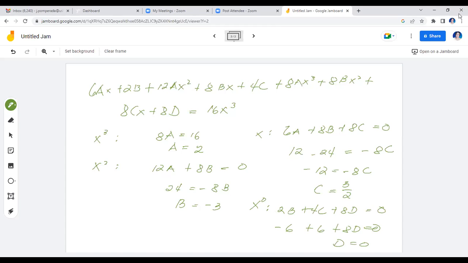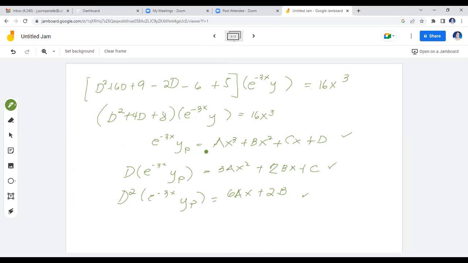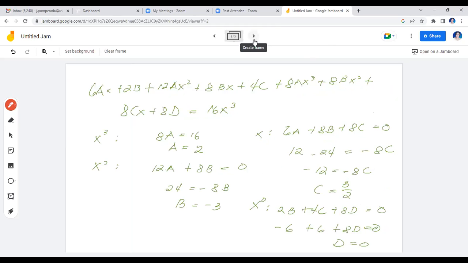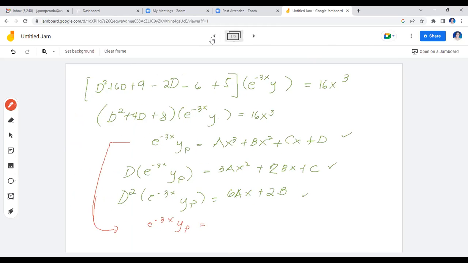So what would you do? You go back to the form. Which form would that be? This one. Okay. So from here, I'd like to use a different color. You apply the a, b, c, and d. Okay. So e raised to negative 3x y sub p is equal to, so what's our a? 2. b is negative 3.